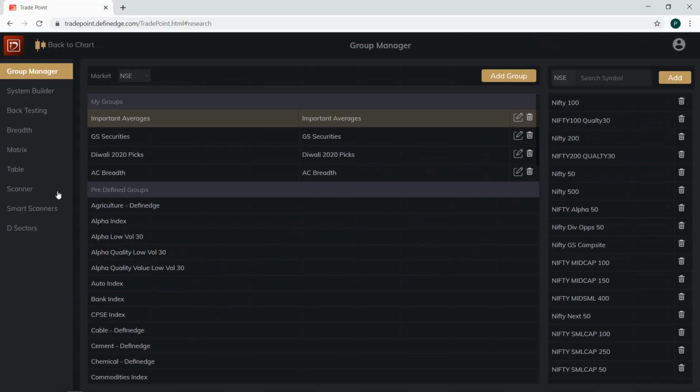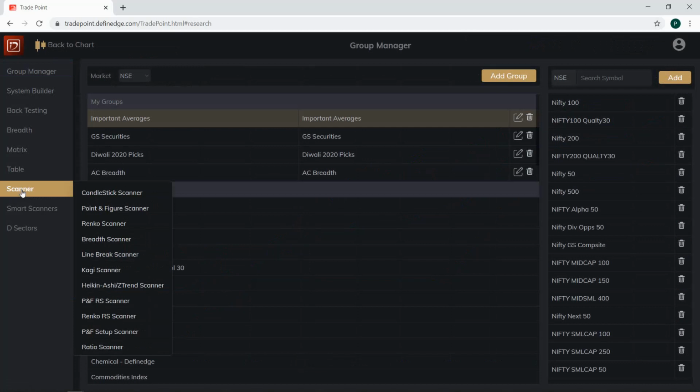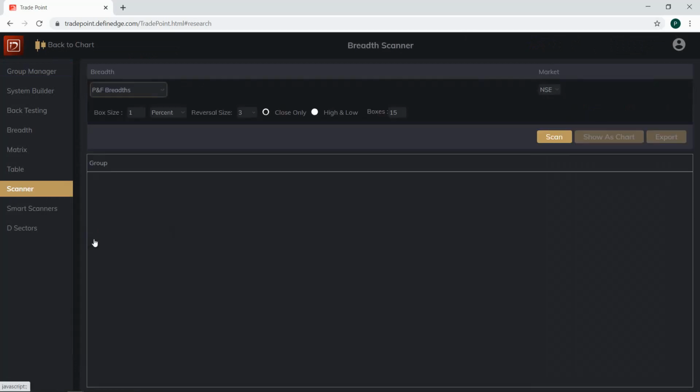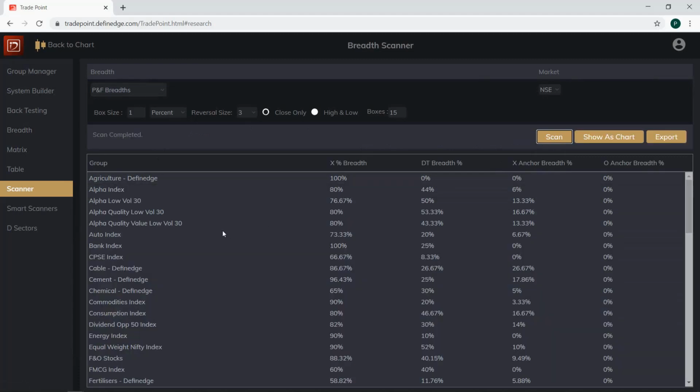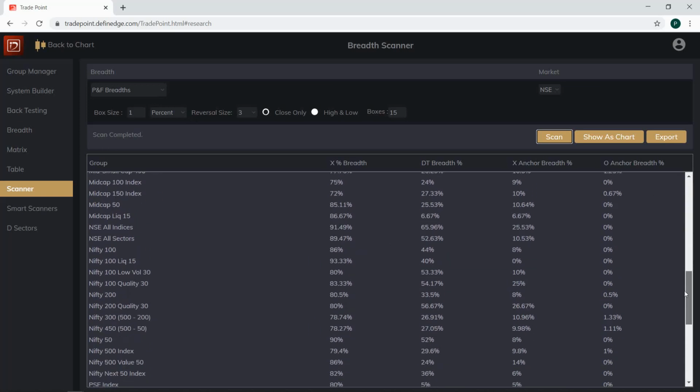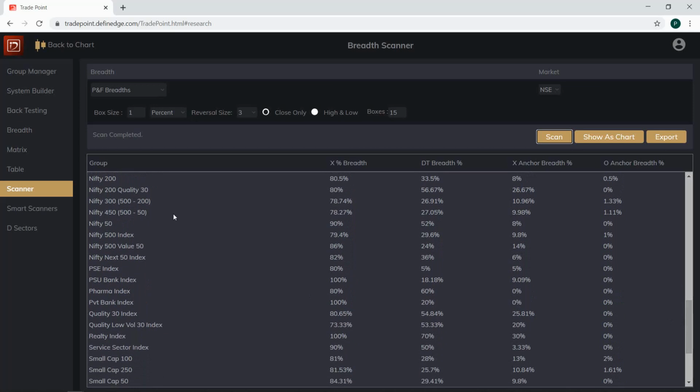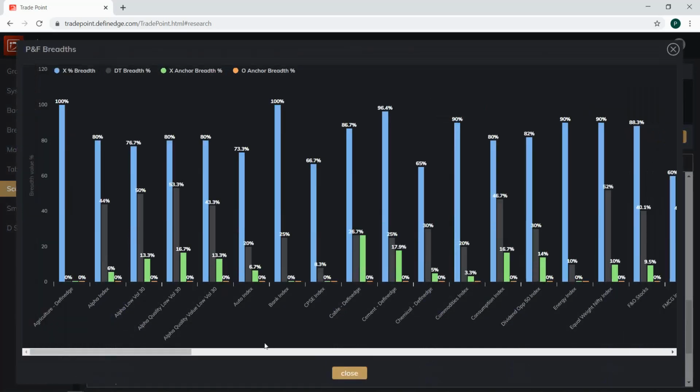So when you go to the research section, you go to scanner and breadth scanner, and if you scan, you can see the table with how many stocks are in uptrend, or have a bullish breakout, or have momentum, bullish or bearish, for each sector or group. Now you can simply see it in this format.